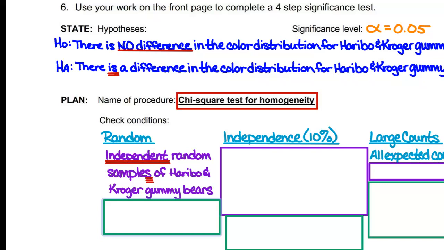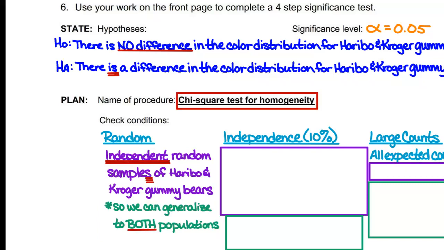Yes, so we can generalize. So that, what would the populations be? Kroger and Haribo gummy bears. Yes, all Haribo and Kroger gummy bears would be my populations.